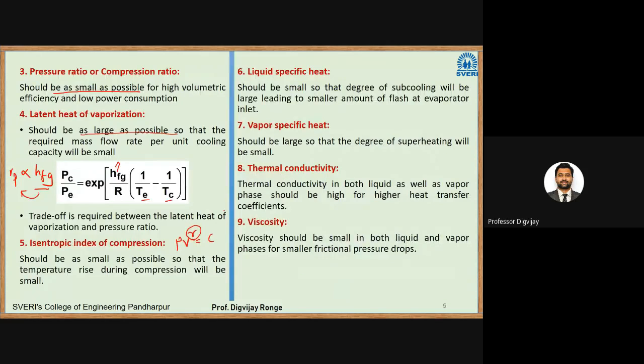Okay. So I'll just summarize whatever we have studied. We are studying the thermophysical properties of a refrigerant. We started with suction pressure, discharge pressure. Then we covered pressure ratio, latent heat of vaporization, so that latent heat should be more. Isentropic index of compression should be lower. Liquid specific heat should be lower, but vapor specific heat should be higher. Thermal conductivity should be higher and viscosity should be lower.